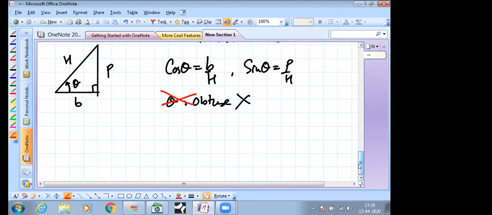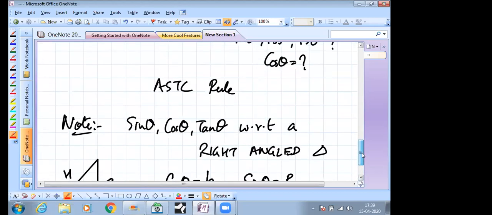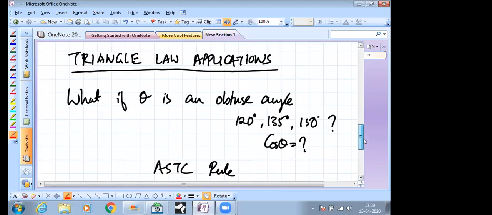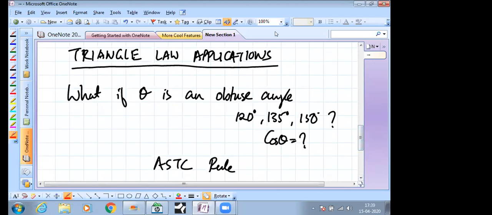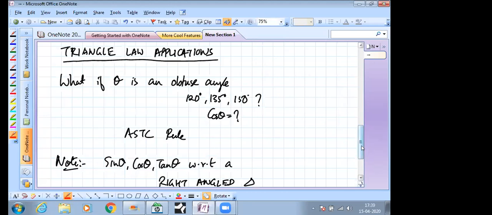Okay, one slide above, I'm just going. So what we are discussing next, guys, is this: application of trigonometry or application of triangle law. What if theta is an obtuse angle? This is what we are discussing next. What do we do in this case when theta is something like this? The answer to that is we apply the ASTC rule. So let's understand the ASTC rule next.